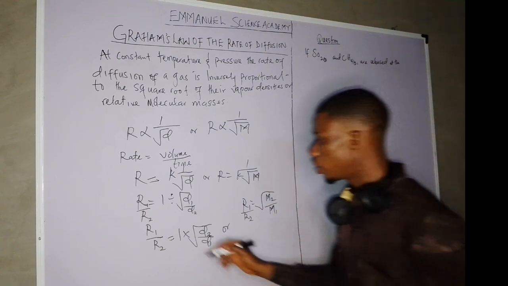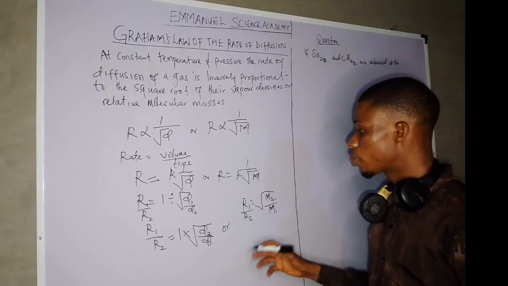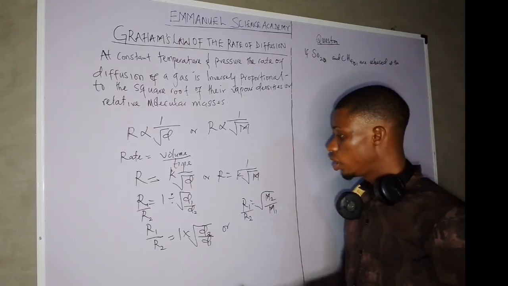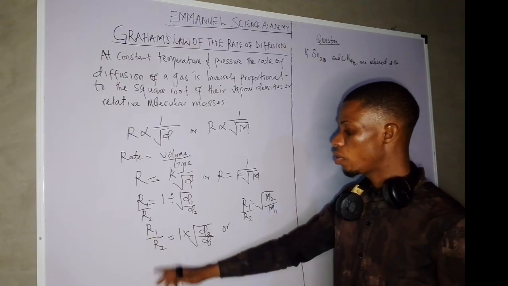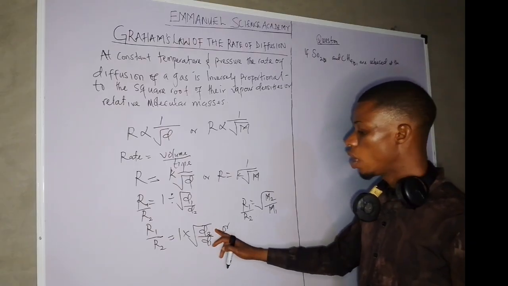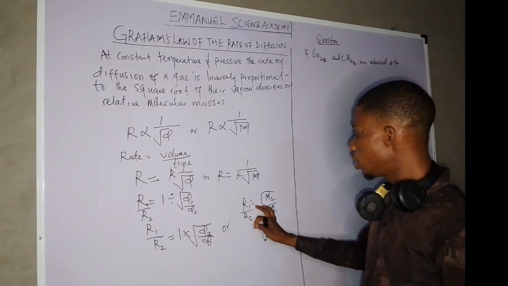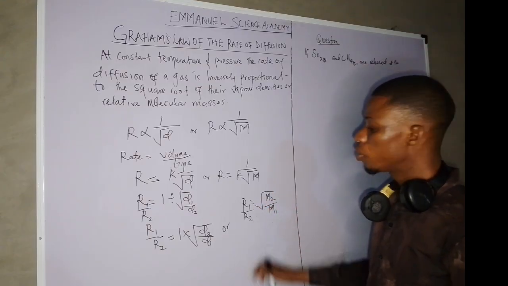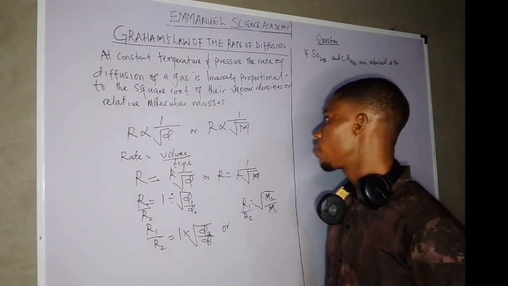These are the formulas which we have to take note of if we want to solve Graham's law of the rate of diffusion. There are times in which it won't go like this. There are times that it will be what? Rate 1 over rate 2 equal to the square root of D1 over D2, or R1 over R2 equals the square root of M1 over M2. So in the next video, I'm going to talk on that very well.